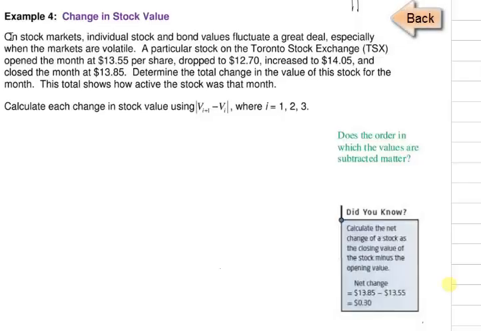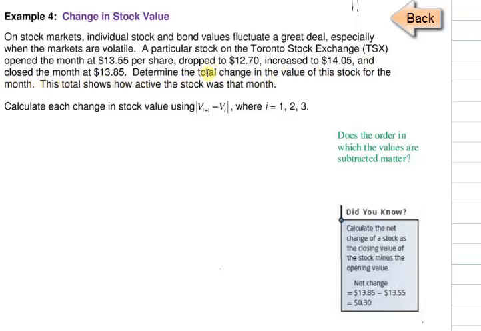So this last example in this section will be a word problem where we will be taking a look at the change in stock value. So on stock markets, individual stock and bond values fluctuate a great deal, especially when the markets are volatile. A particular stock on the Toronto Stock Exchange, the TSX, opened the month at $13.55 per share, dropped to $12.70, increased to $14.05, and closed the month at $13.85. Determine the total change in the value of this stock for the month. This total shows how active the stock was that month.